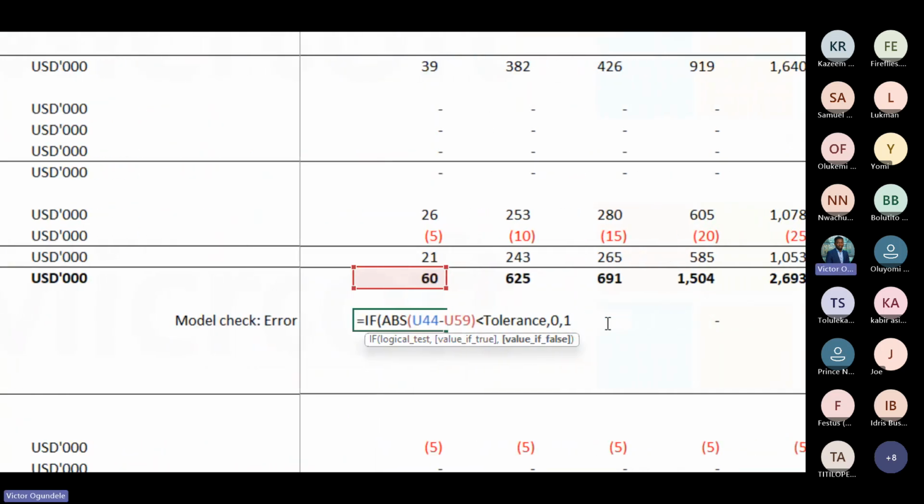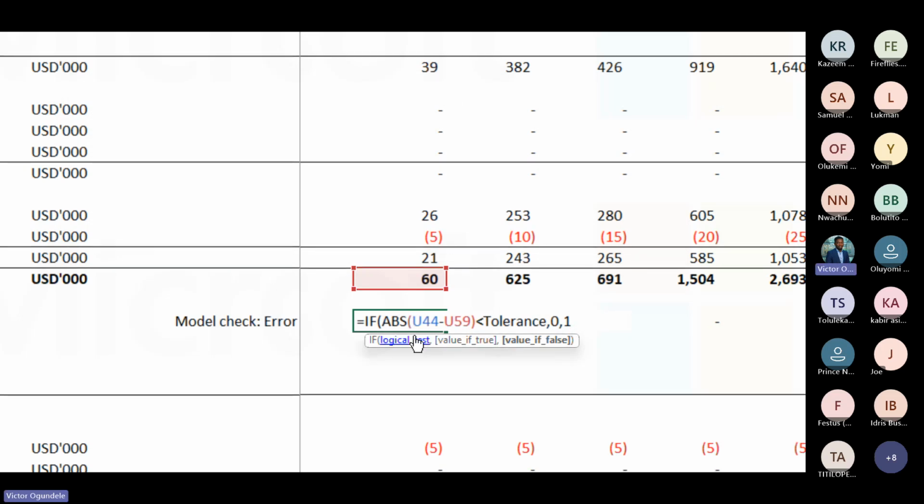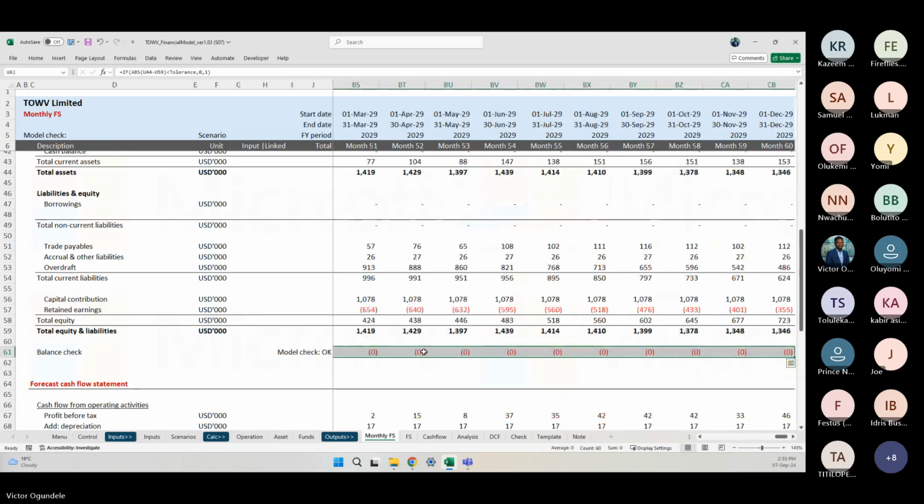So equal to IF, we are updating our balance check. Look at your brackets: ABS, which is absolute, of what? My total assets minus my total liabilities. If it's less than my tolerance level, which means as long as the difference is less than 0.01, it should give me 0. If not, it should give me 1. I'll close my bracket, enter. I can drag that across the forecast period.